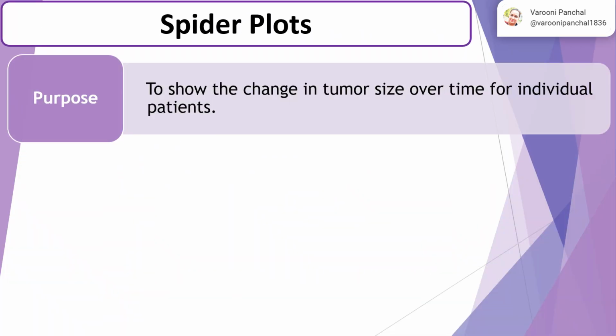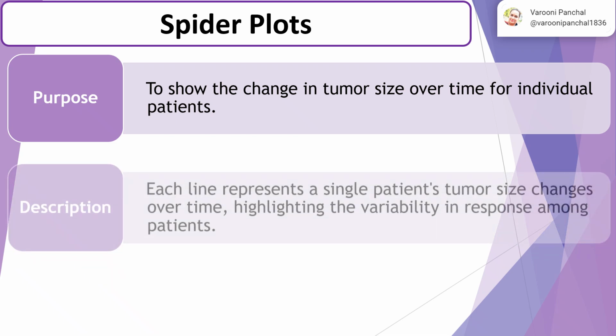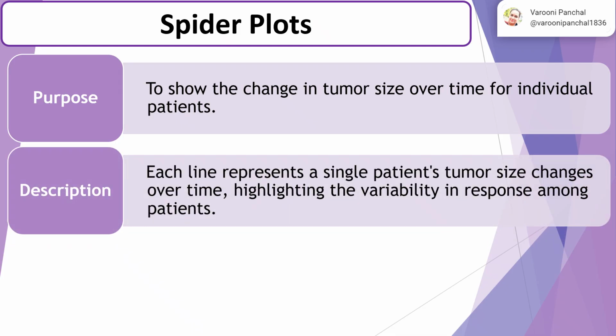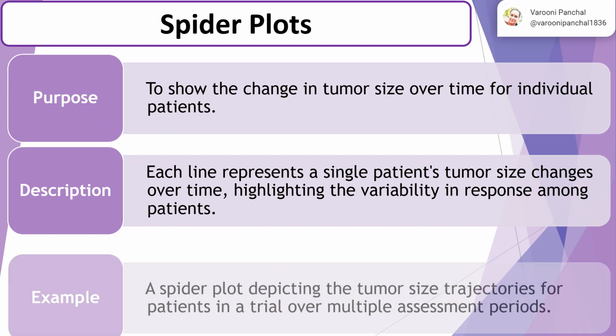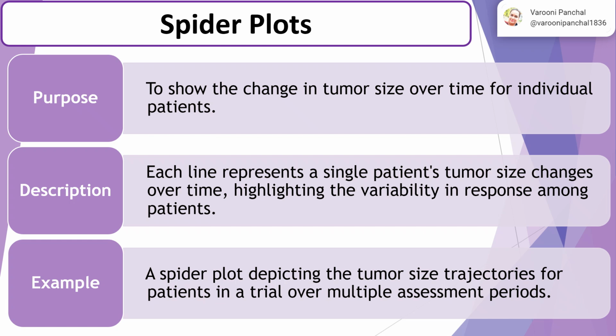Spider plots. Purpose: to show the change in tumor size over time for individual patients. Description: each line represents a single patient's tumor size changes over time, highlighting the variability in response among patients. Example: a spider plot depicting the tumor size trajectories for patients in a trial over multiple assessment periods.